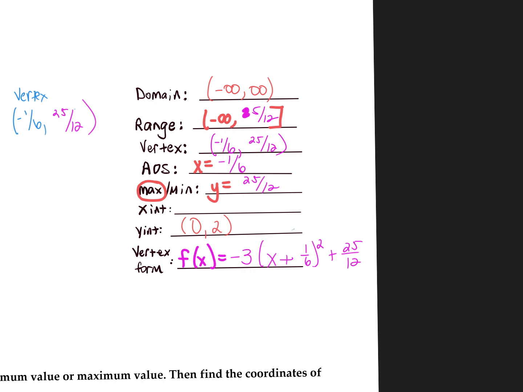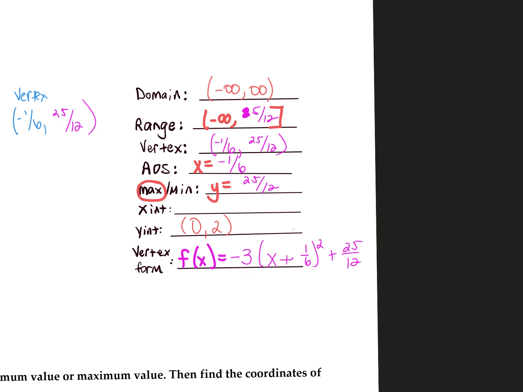Now we have answered every single question on this list, except for x-intercepts, literally by looking at the equation and finding the vertex. Everything is dependent upon the vertex. Very, very important. Understand axis of symmetry, the x part of the vertex. Range and maximum minimum, the y part of the vertex.